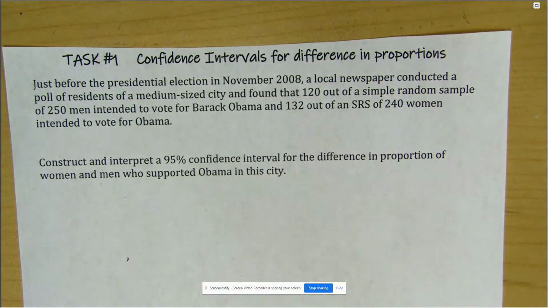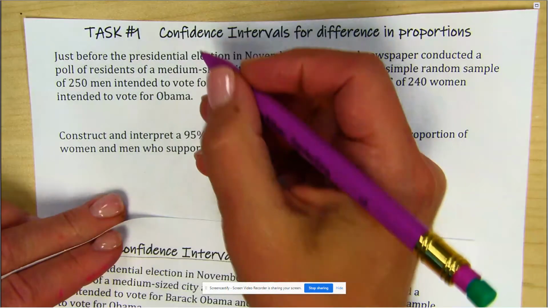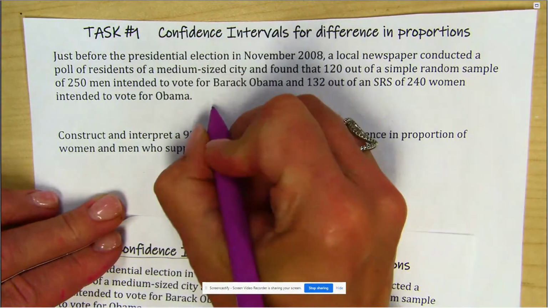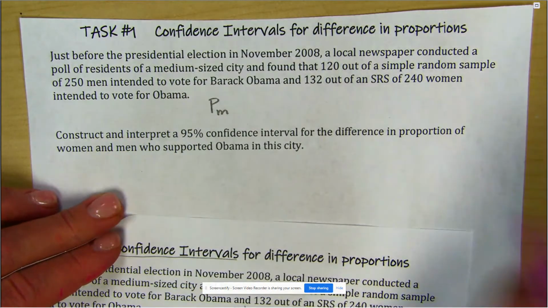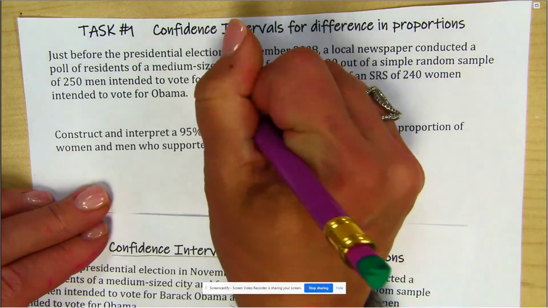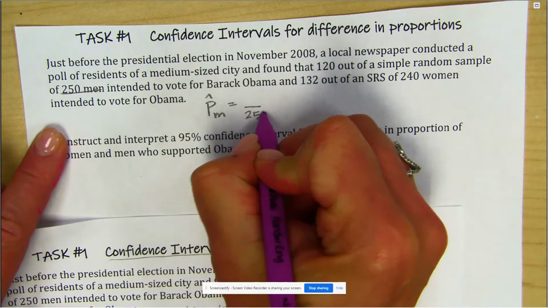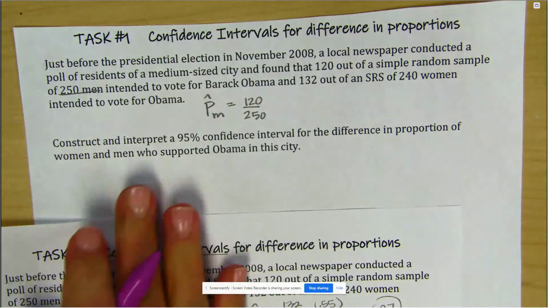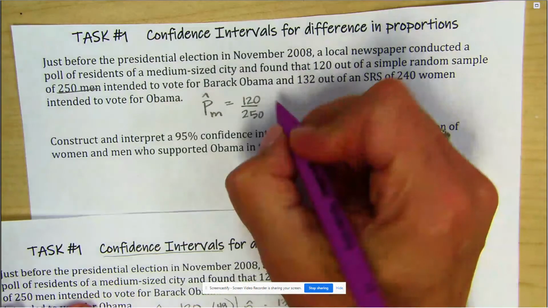Hold on. I got it right over here. All right. So p1 and p2 can kind of get confusing. So what I sometimes do is you can do pM for men and pW for women. And then we have a sample, so we're going to put a little hat over that. So the men, we have 250 total and 120. And it kind of makes sense to say, well, what proportion, what percent is that? Get it into a decimal is what I'm trying to say.